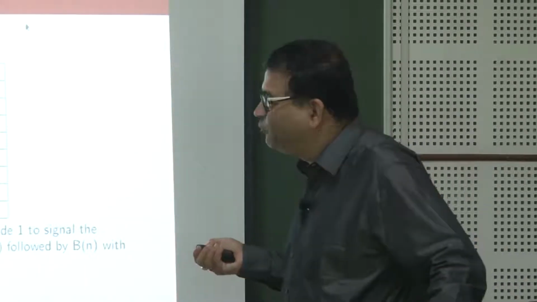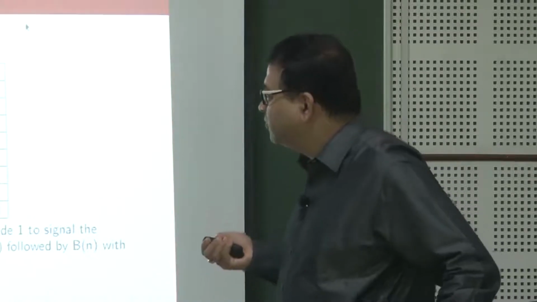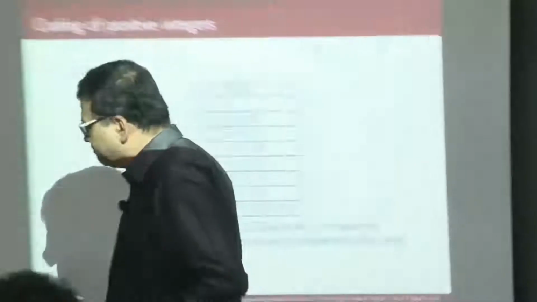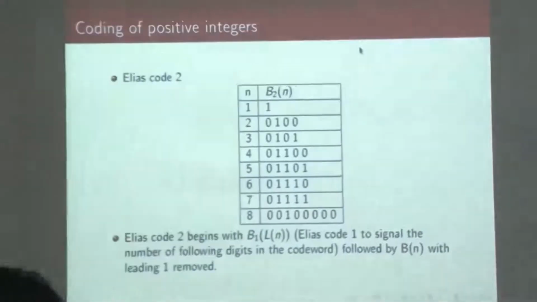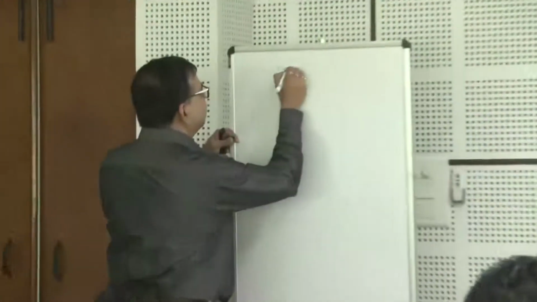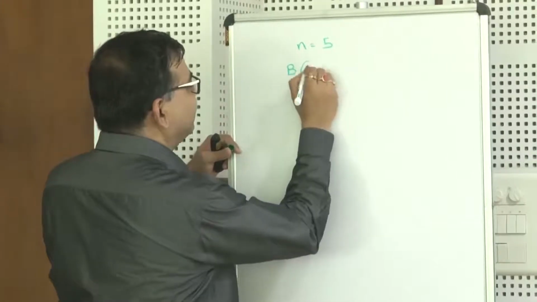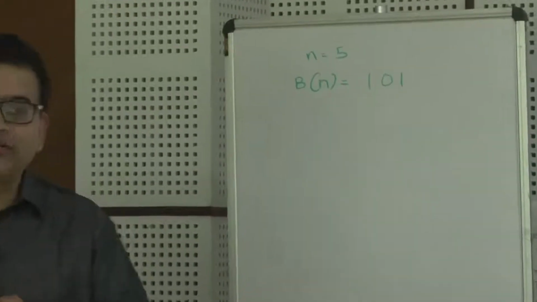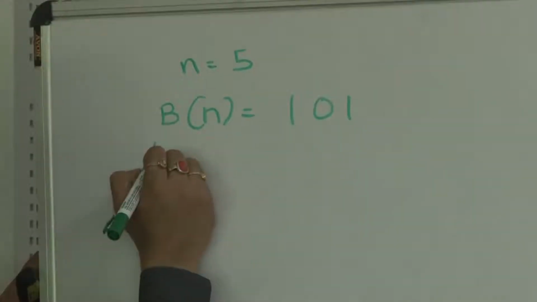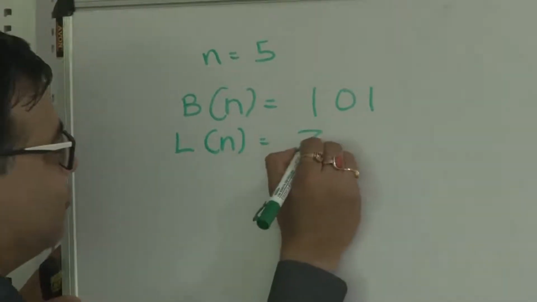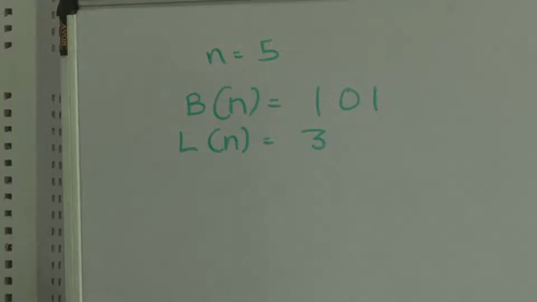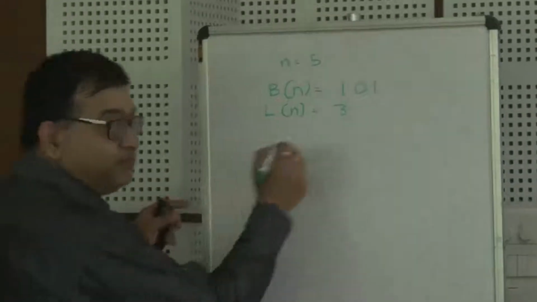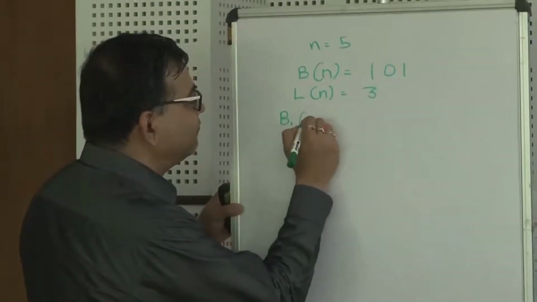Okay. Now, let us look at a few examples to illustrate it. Which number do you like? Okay, 5. 5 is 101, right. So if the number is 5, the binary representation of that is 101, correct. So what is the length of this? The length is 3. So the first thing I need to do is find the B1 code for 3. I need B1 code of 3.